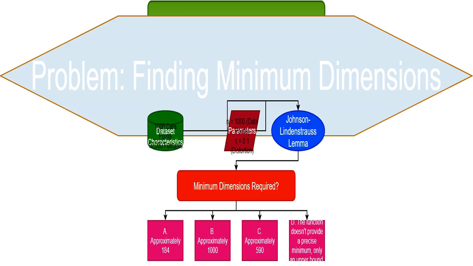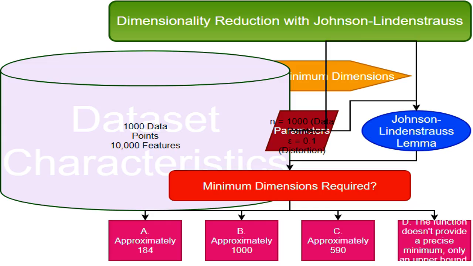I'm tackling a dimensionality reduction problem. I need to find the smallest number of dimensions I can reduce my data to while still keeping the distances between data points relatively unchanged. This is a crucial step in many machine learning tasks. I have a dataset with 1,000 data points. Each data point is described by 10,000 features. That's a lot of information. My goal is to make the data easier to handle without losing too much information.